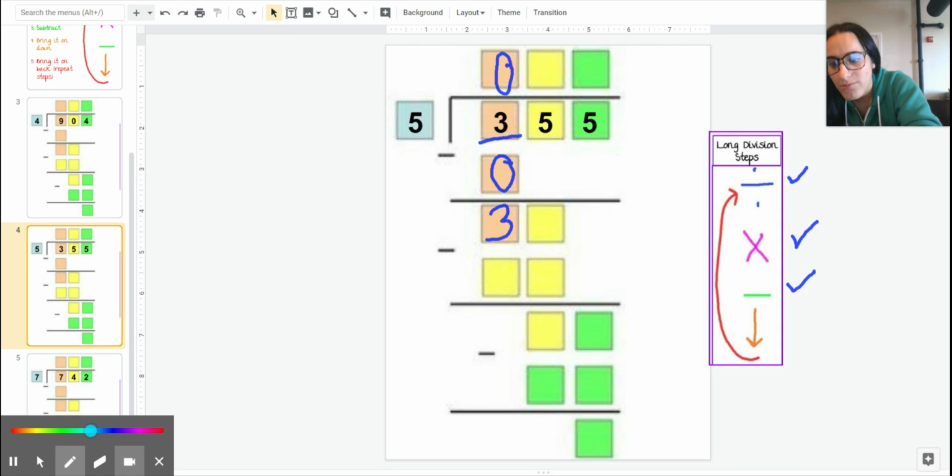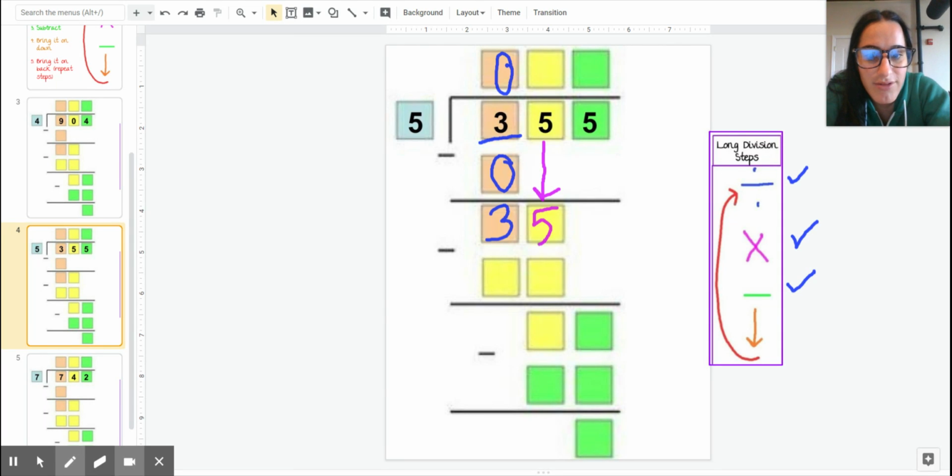So I need to bring on down another digit, our next digit, which is this 5. Bring it on down, write it right here, and now we are working with 35. I'm going to check off that we brought it on down. We need to bring it on back, and now we're back to starting with division.